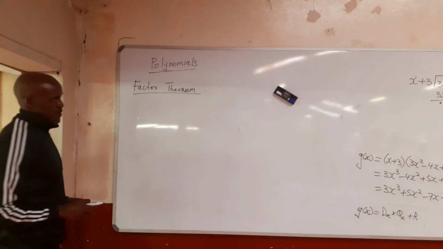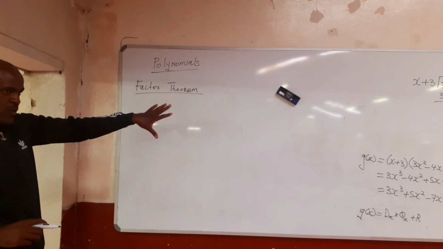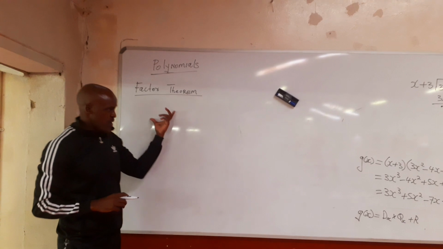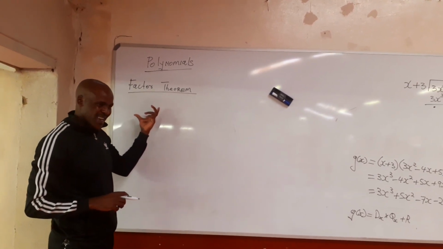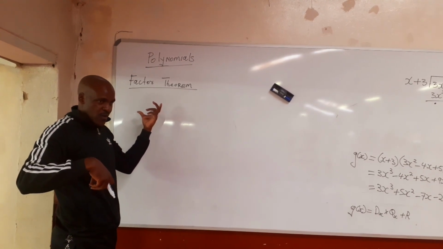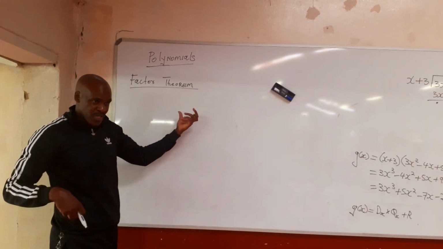Factor theorem is a bit different from the remainder theorem, because the factor theorem states that if a polynomial f of x is divided by ax minus b and the remainder is 0, then ax minus b will be a factor.